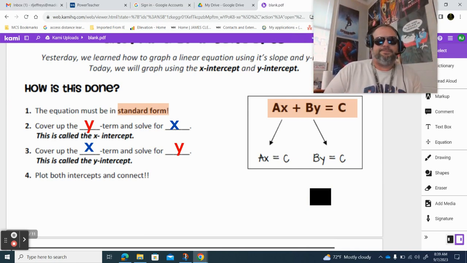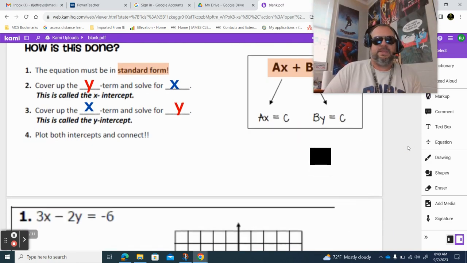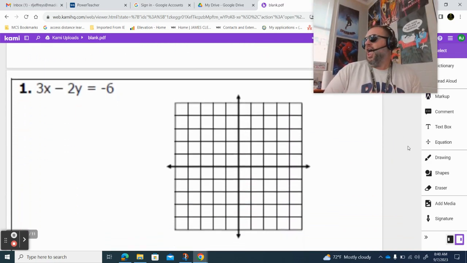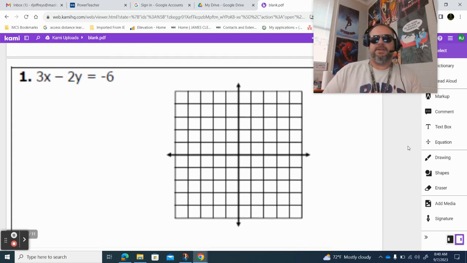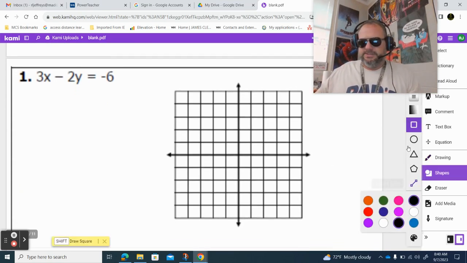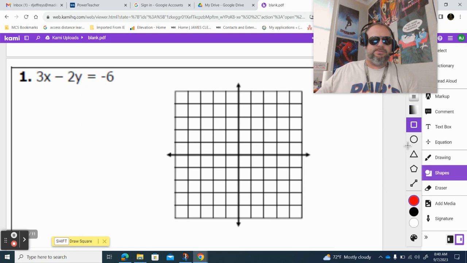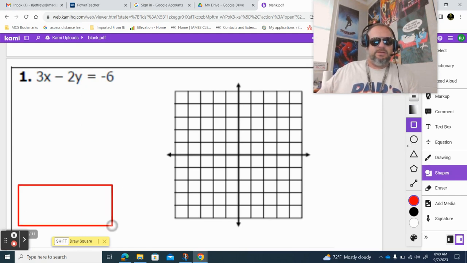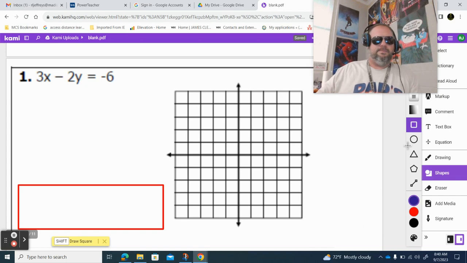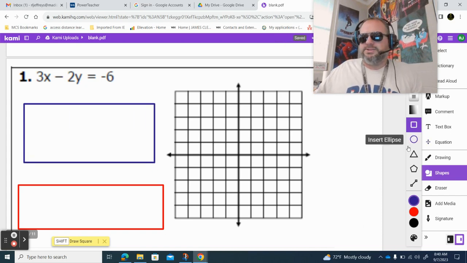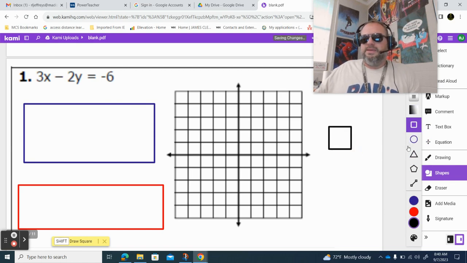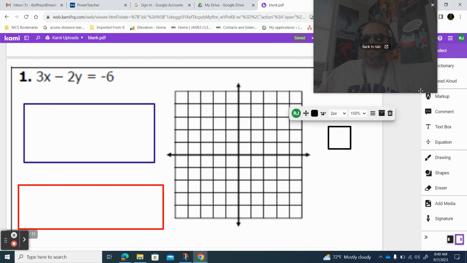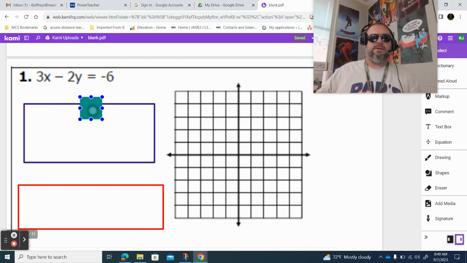All right. So let's look at number one. All right. So first of all, is this in standard form? This problem right here. Is number one in standard form? Yes or no?